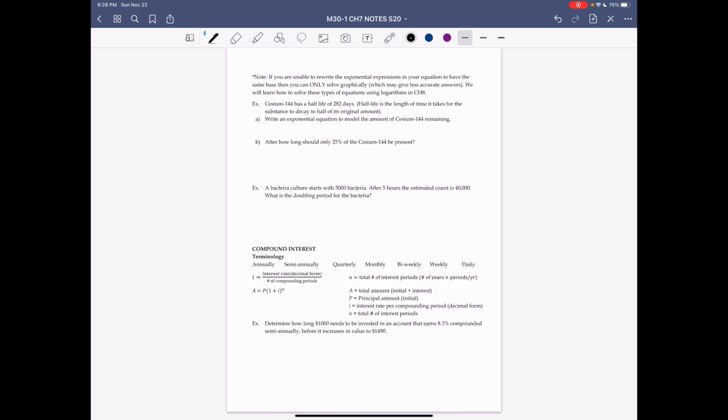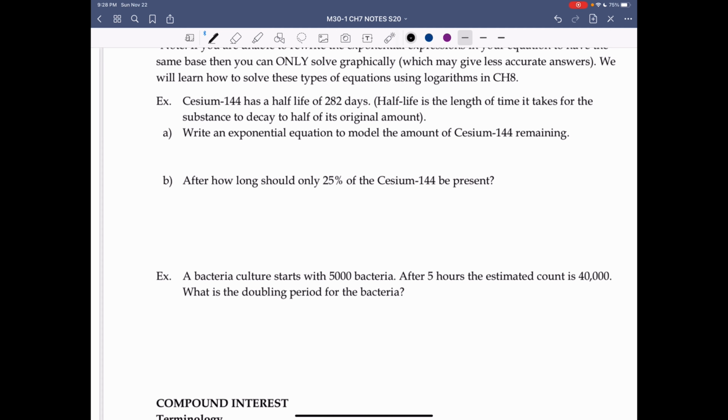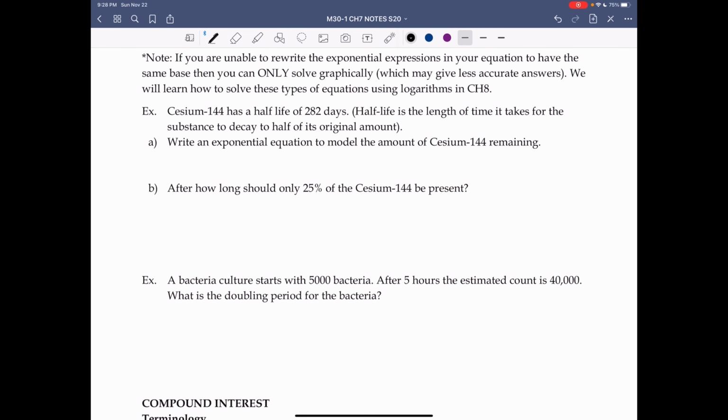Example: cesium-144 has a half-life of 282 days. Half-life is the length of time it takes for the substance to decay to half of its original amount. Part A. Write an exponential equation to model the amount of cesium-144 remaining.